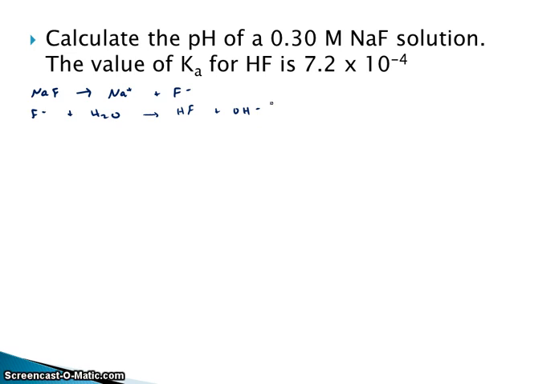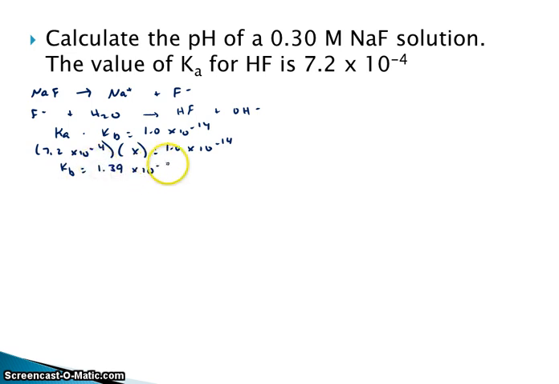The relationship between Ka and Kb is as follows. Ka times Kb equals 1.0 times 10 to the minus 14. So we'll plug in 7.2 times 10 to the minus 4 for our Ka value, which was given, x for our Kb value, and 1.0 times 10 to the minus 14. So our Kb value will equal 1.39 times 10 to the minus 11. And we'll write our Kb expression. So we've got our hydrofluoric acid concentration times our hydroxide ion concentration over our fluoride ion concentration.